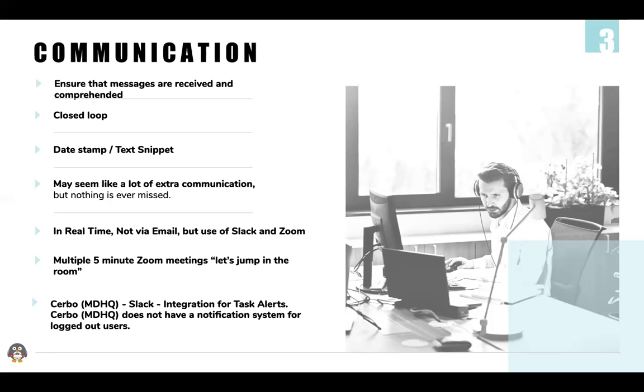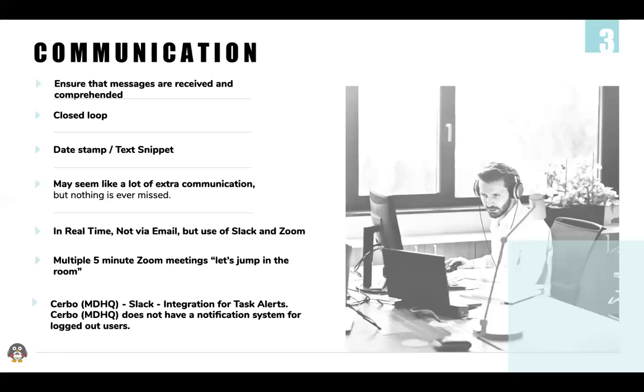You'll see that we use what's called a date stamp and text snippet. There's two main ones. We'll talk about them more later in this video, and you'll see what they are and how they're used. A lot of what we talk about may seem like a lot of extra communication, but once your virtual team gets really integrated with it, nothing's ever missed. It actually isn't any extra work. It's actually a lot faster.